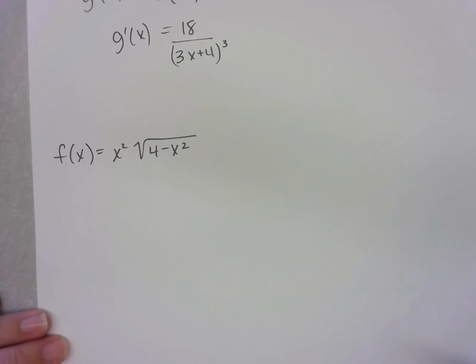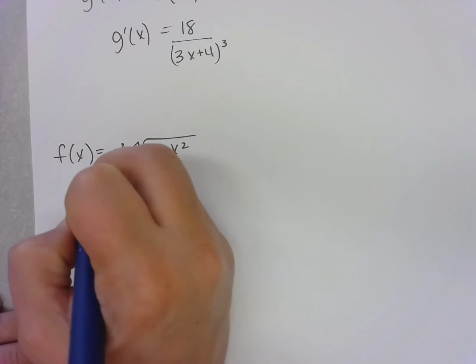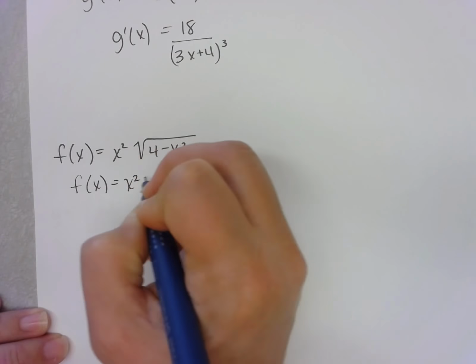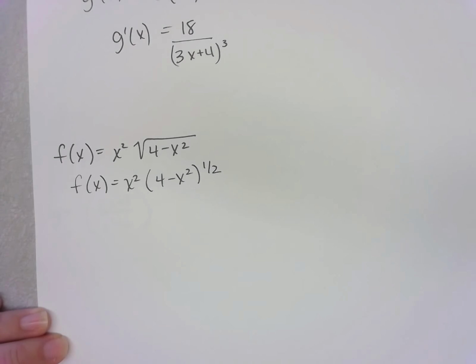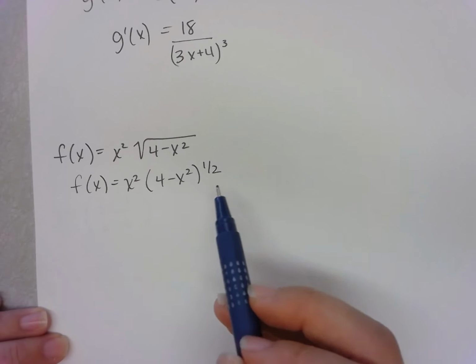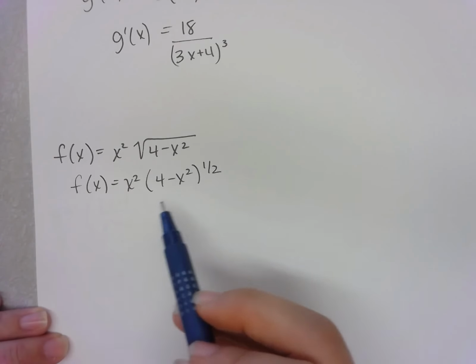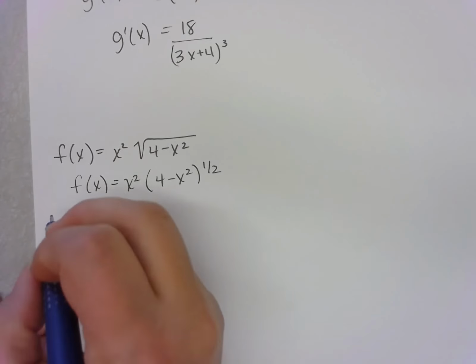So this time I have f of x is x squared times the square root of 4 minus x squared. My first step is to rewrite it whenever I see a radical. I'm going to write this as (4 minus x squared) to the 1/2 power. Now this time I'm going to have to use the product rule first. I'm definitely going to need the chain rule when I get to the derivative of this part, but the product rule is the first rule that's applicable here.